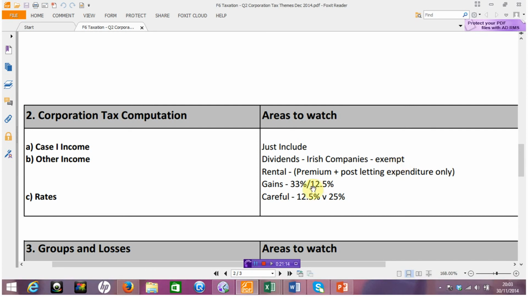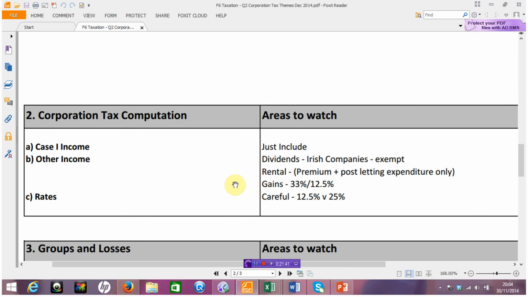Next one here, just in relation to this area of other income, is gains. Now we should be familiar with this sort of grossing up of gains by our little fraction. Don't forget to do that. It's a common error. Obviously, bear in mind that development land gains would simply be taxed at the normal rate. We don't need to gross them up. They would simply be taxed at the 33% rate.